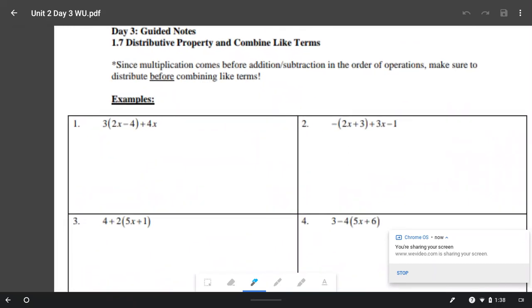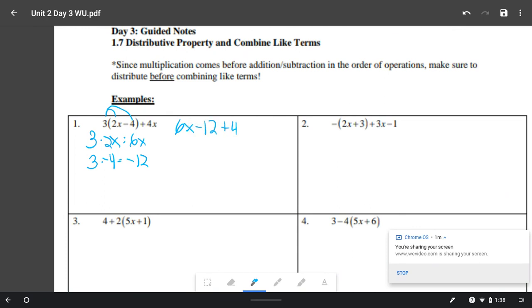So the first thing that we need to do is do the distributive property first for all these, because in the order of operations, multiplication comes before addition or subtraction. So we want to make sure that we do the distributive property and then try to combine like terms. If we take a look at number 1, we pretend like that plus 4x is not there, and we just do our normal distributive property of the 3 into that parentheses. So that'd be 3 times 2x and 3 times negative 4. If we multiply those, we get 6x minus 12.